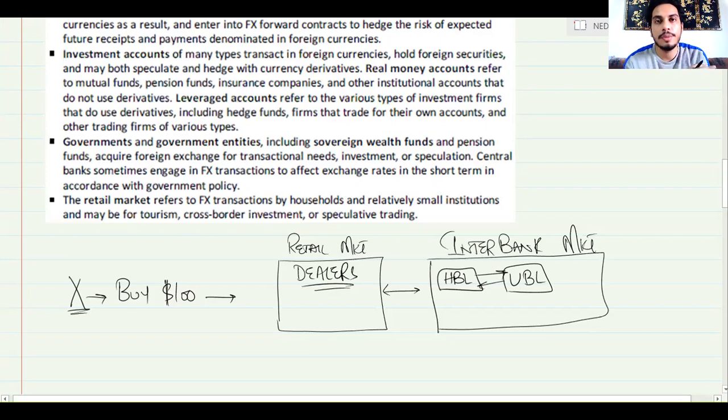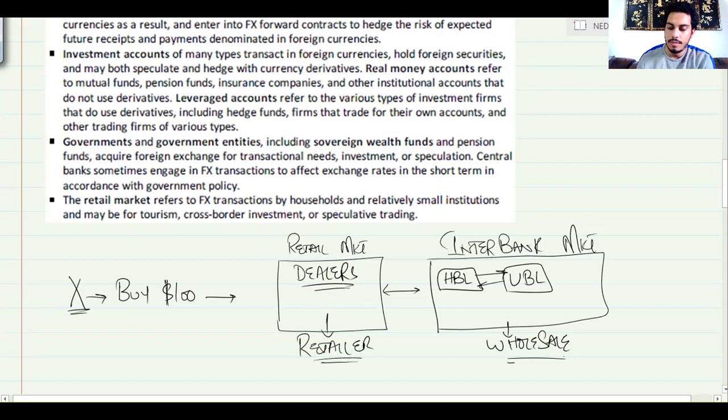You can also directly go to the bank and buy currencies digitally. You can have a currency account in the bank, and the bank is giving you that currency by the interbank market. That is not a retail market. That's the banker or the bank providing you the currency, right? So we can say the interbank is the wholesale market of the currency, whereas the retail market is the retailer of the currency. So first we got this idea about the interbank market and the retail market.